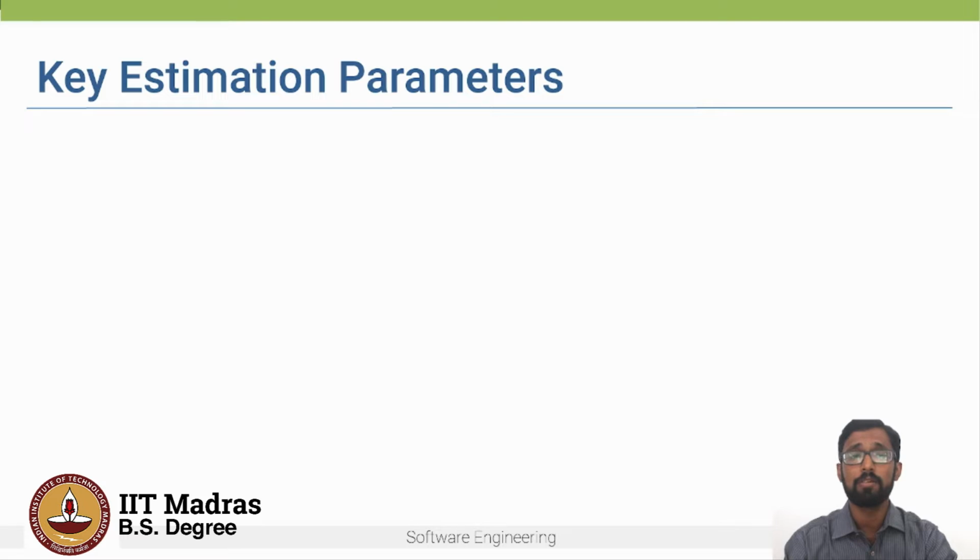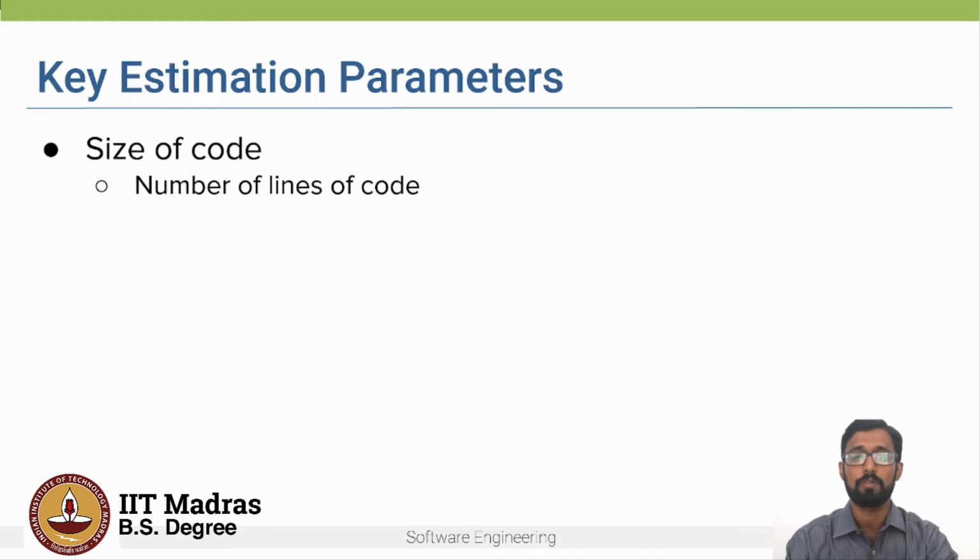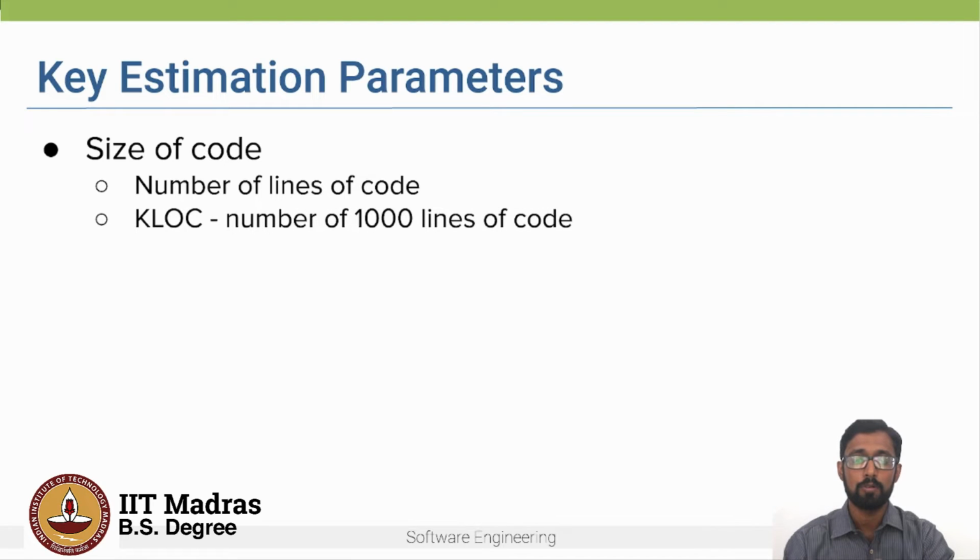So let's look at some key estimation parameters, right? Some of you might have thought about the size of the code, that is the number of lines of code. Yes, this is important to estimate, and the number of lines of code is usually represented as KLOC, which is the number of 1000 lines of code. So 1 KLOC is 1000 lines of code. So this is one estimation parameter.